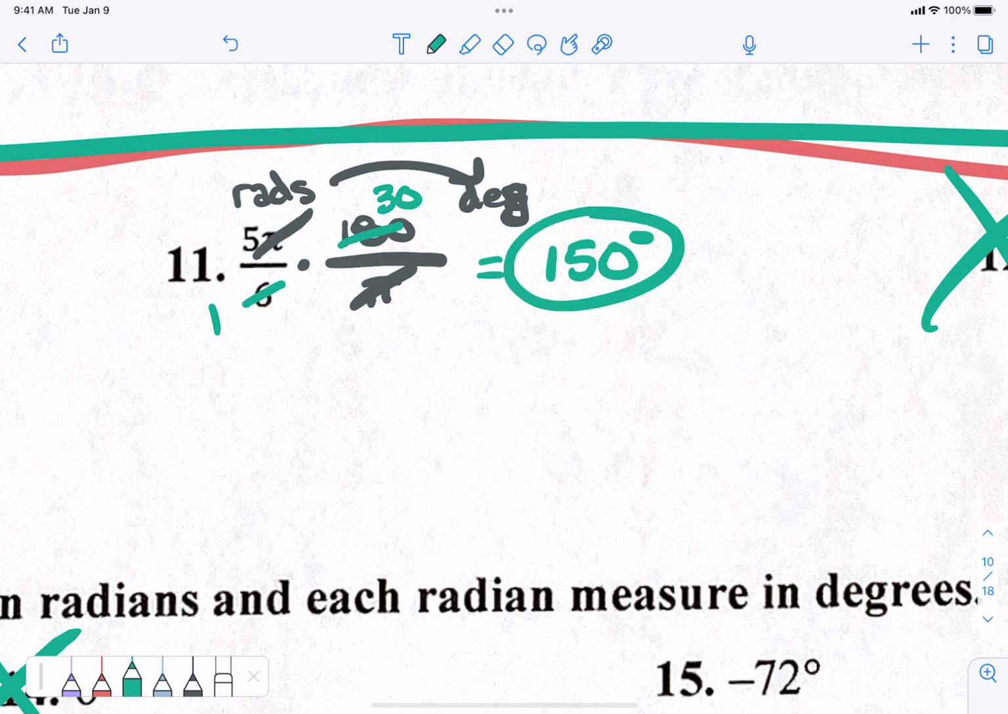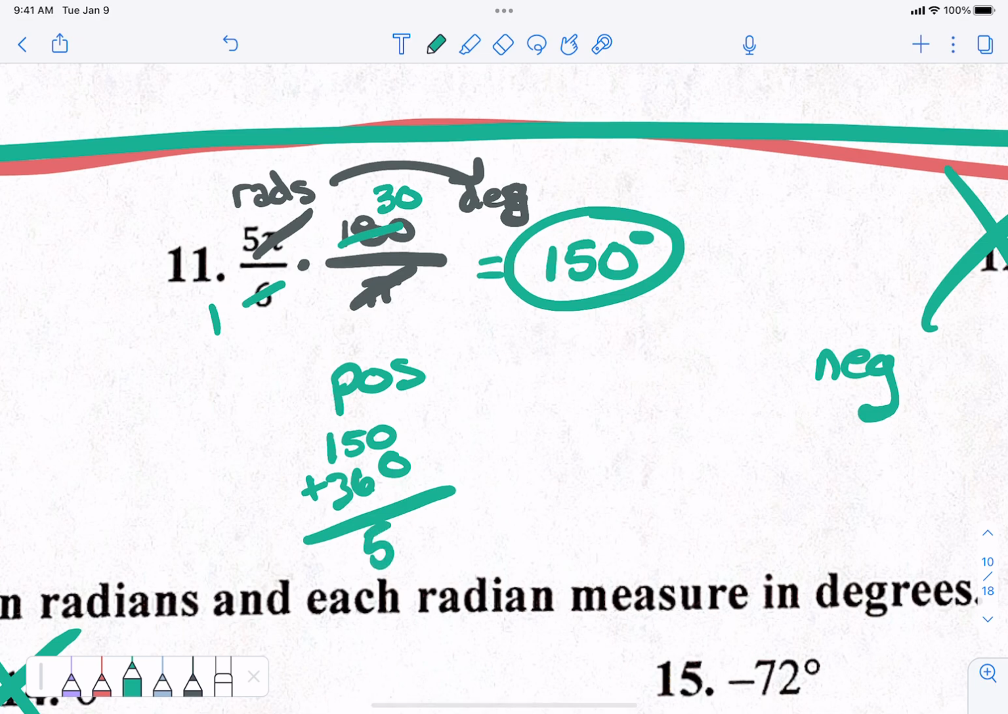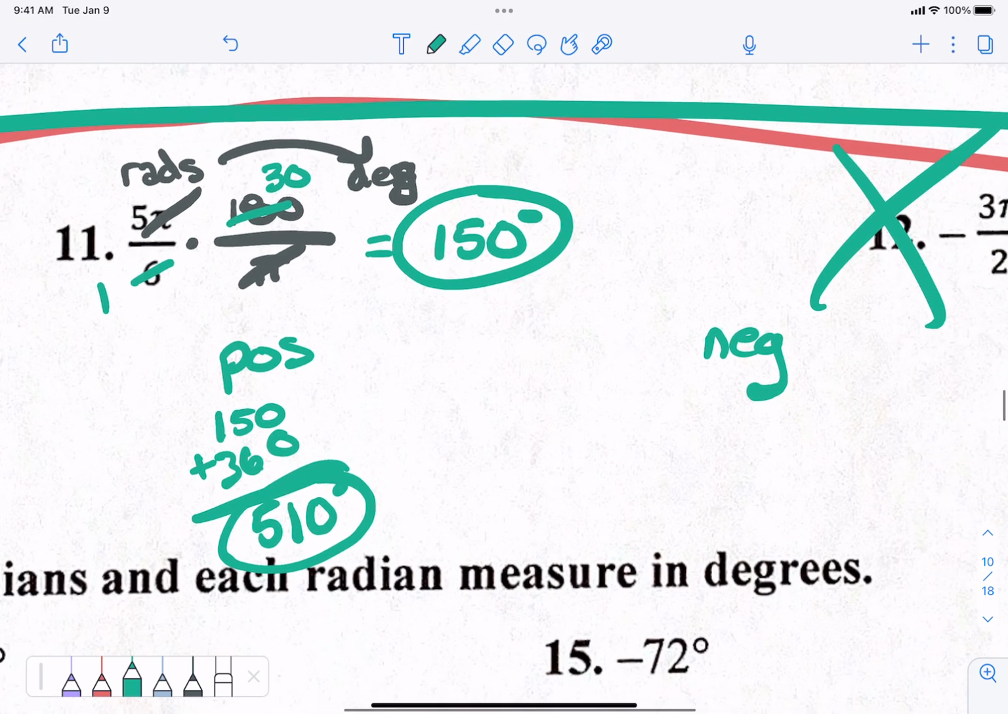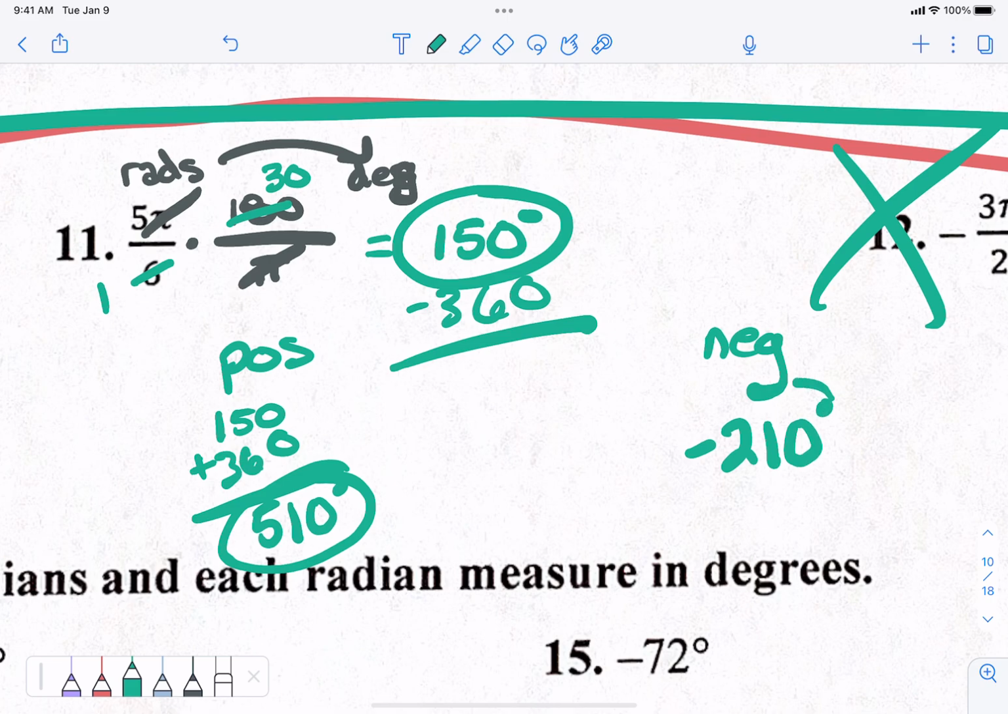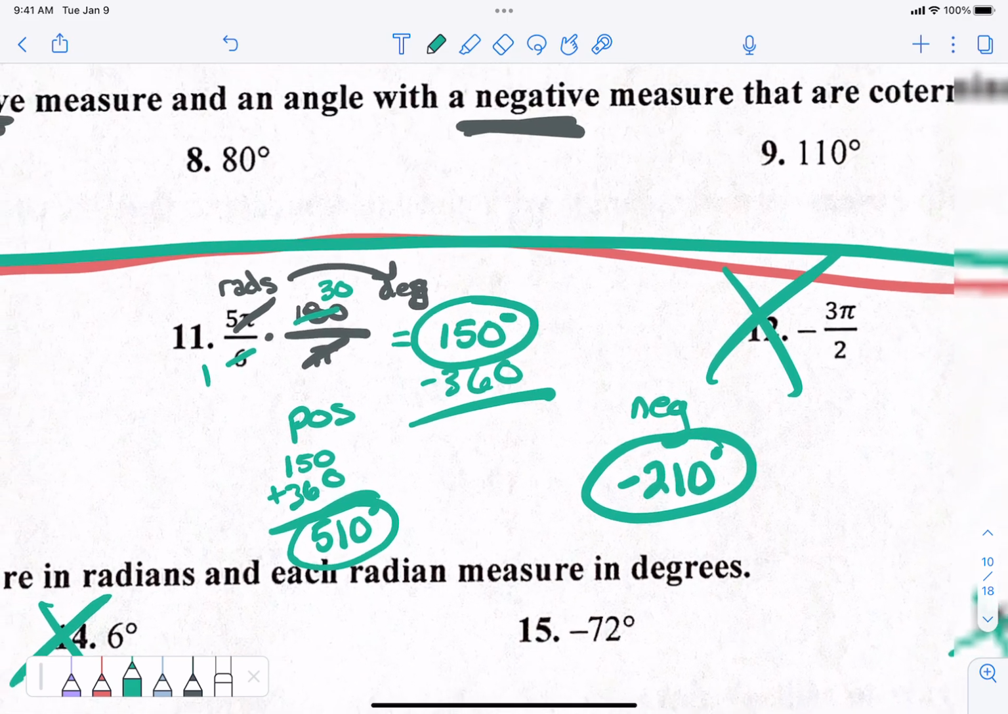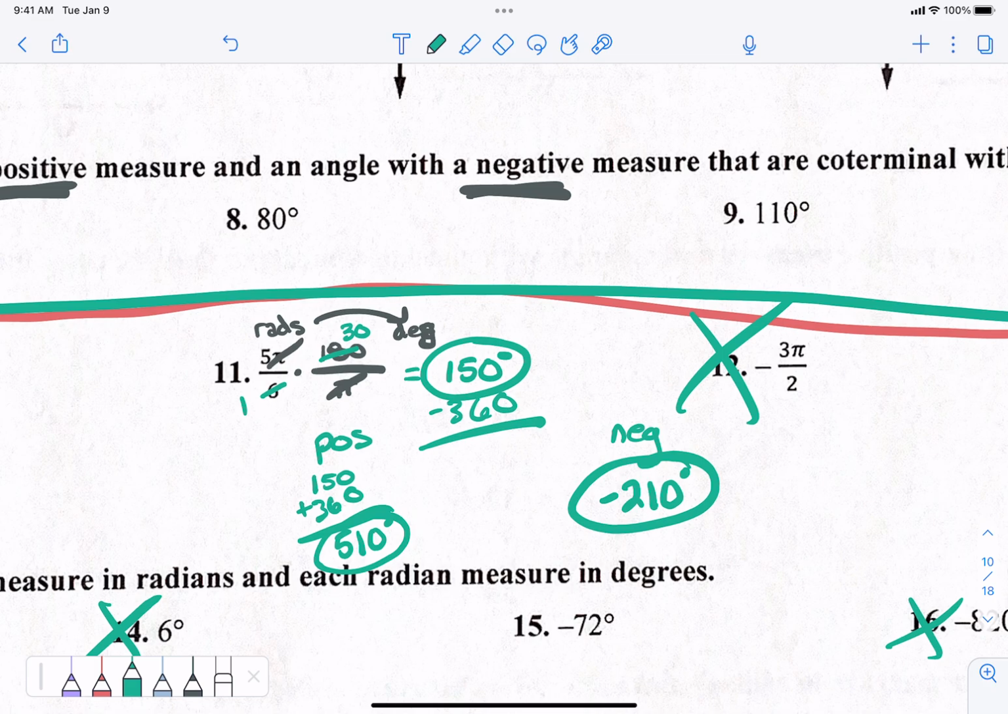Okay, now I need to find my coterminal angle. So I need a positive one over here, and I need a negative one over here. How do I find the positive one? Add 360. So 150 plus the 360 is 510 degrees. Is that right? Okay, how do I find the negative one? Subtract the 360. What'd you get? Negative 210. That's my negative angle. So, it's exactly what we were doing yesterday, but with one extra step, you have to transfer it from radians to degrees. Makes sense? Happy with that? Okay, that's all.